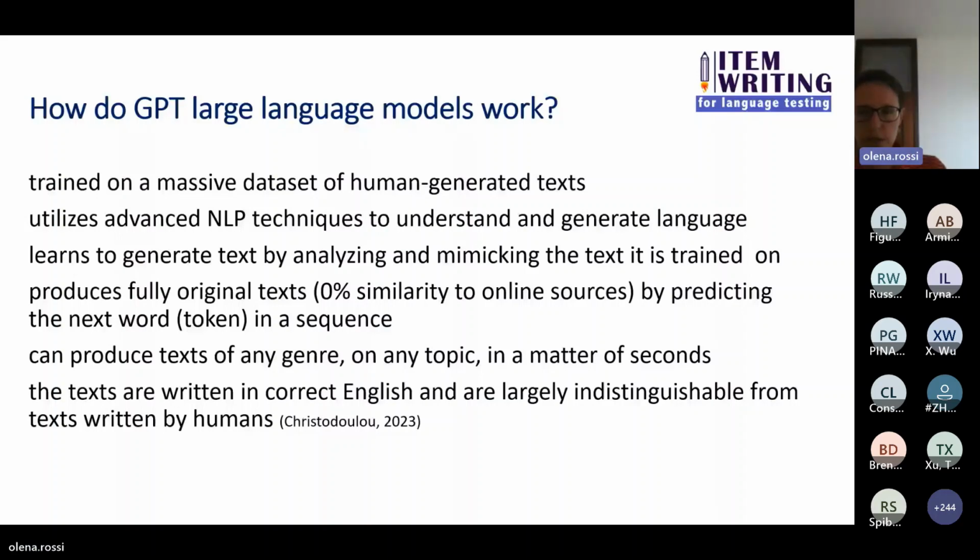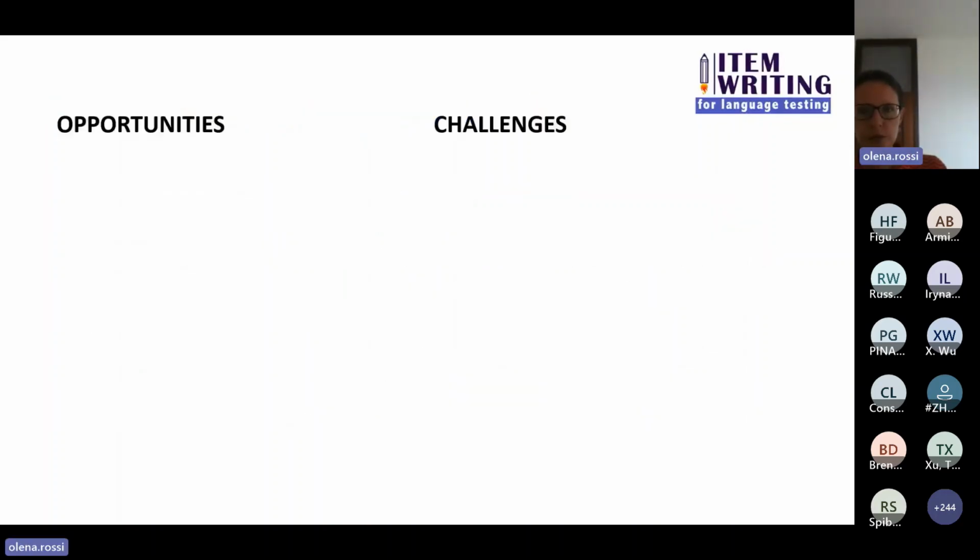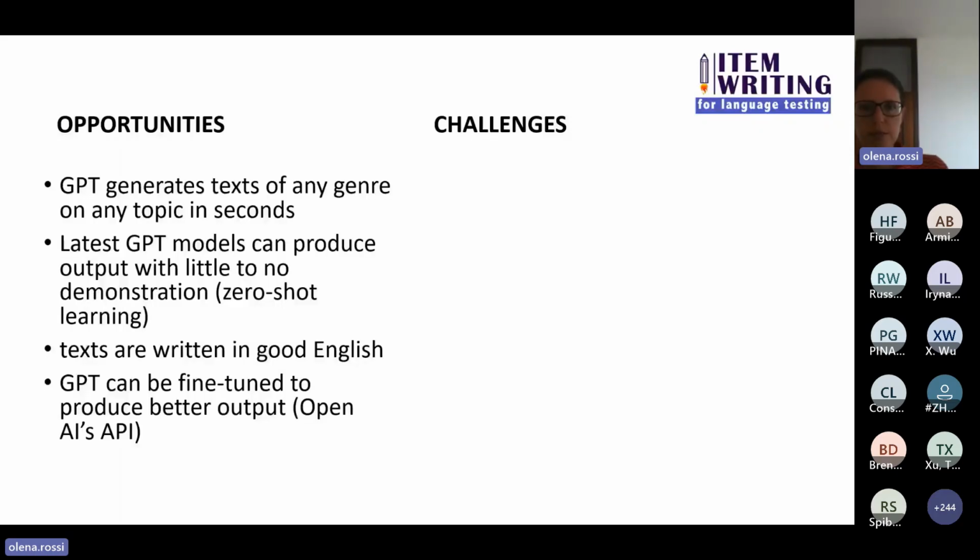Like any technology, GPT comes with both opportunities and challenges. Among its opportunities is that GPT can generate text of any genre on any topic in seconds. Latest GPT models can also produce required text with very little or no demonstration. This is called zero-shot learning.